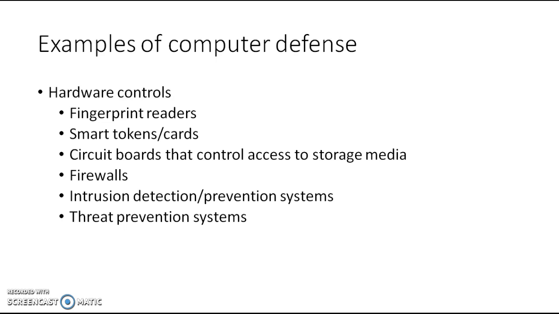Firewalls, we have IDS and IPS. IDS stands for intrusion detection system, and IPS is an intrusion prevention system, which raises an alarm for any attacks. And the next one is the threat prevention system, how threats can be prevented in case an attack is launched.